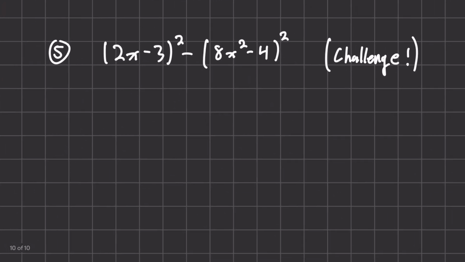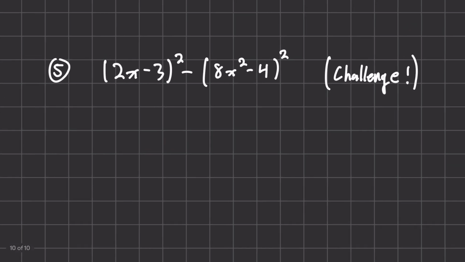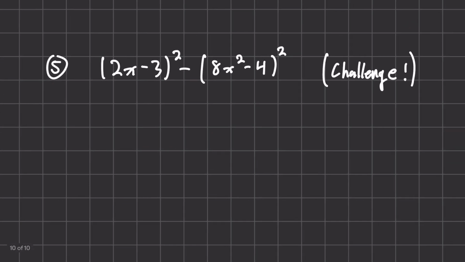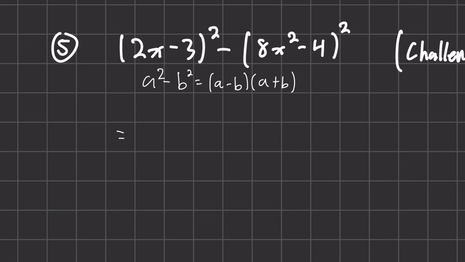Alright, so here is our final question, which is also the hardest one here for factoring. And pause the video, try for yourself, and once you've done that, we'll go over it together. So, for this one, the first thing you gotta notice is that we have two different terms that are being subtracted and are perfect squares. So of course we can just apply the difference of squares formula, which is this right here, and we just plug that in.